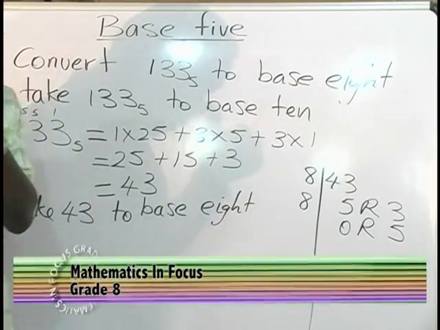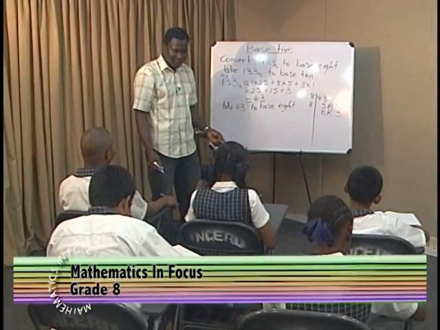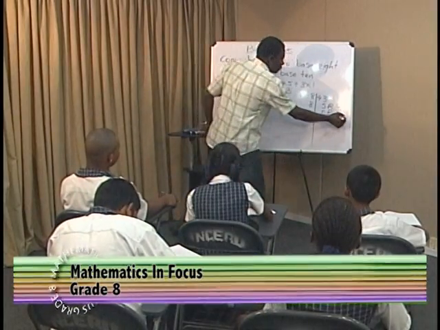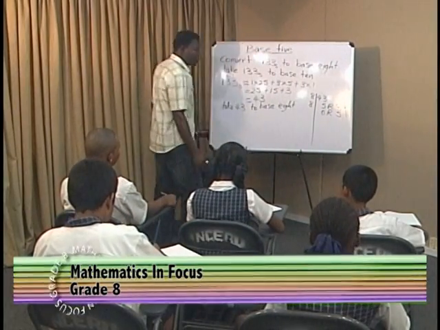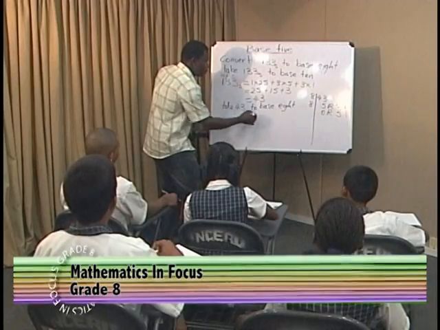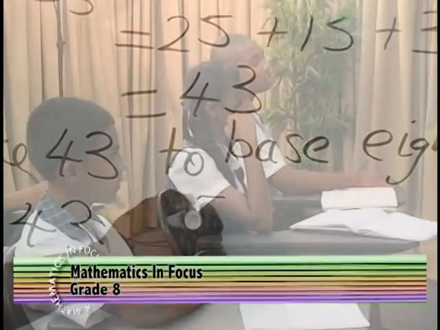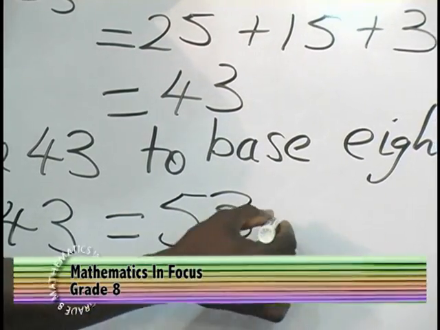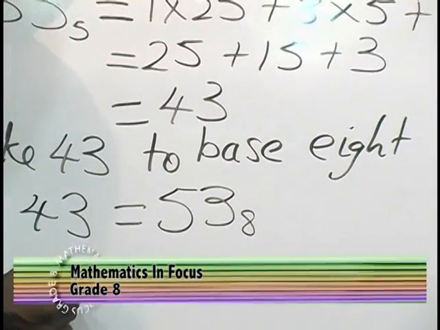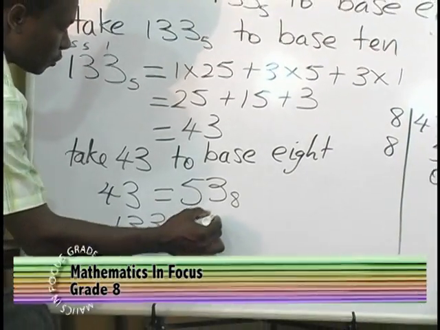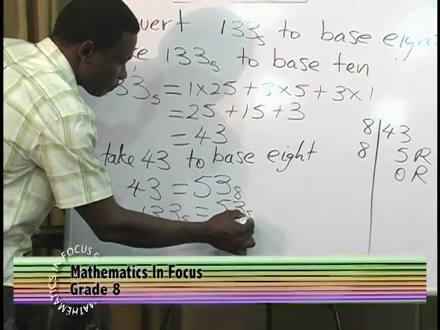So I guess everybody should be near to finish now. And you got 53? Yes. All right, because if you read upwards here, as long as you get to 0, you stop. And 53, you read base upwards 8, there, you will have that 43 in base 10 is equal to 53 in base 8. So we can write our answer to say that 133 in base 5 is equal to 53 base 8.